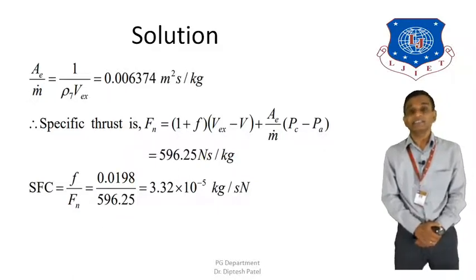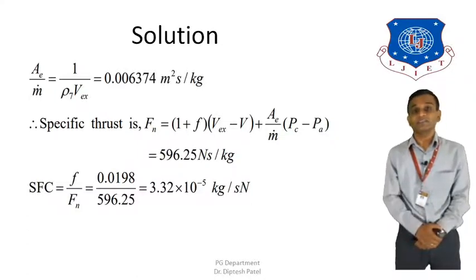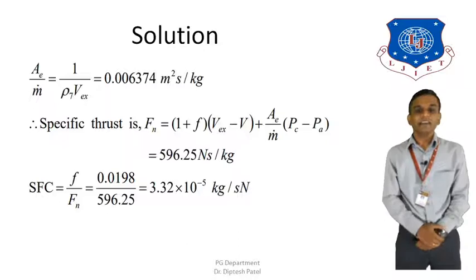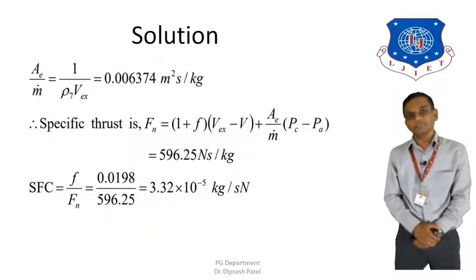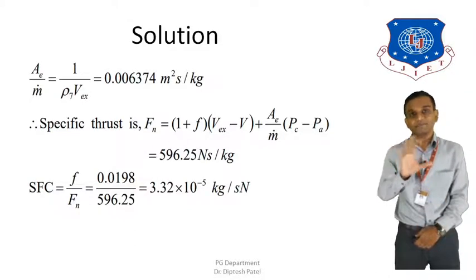And the last thing that we need to find out is the specific fuel consumption. So specific fuel consumption is equal to the fuel consumption divided by specific thrust. So F divided by capital Fn, and therefore 0.0198 divided by 596.25, and once you do the calculation you should get the specific fuel consumption, that is equal to 3.32 into 10 raised to minus 5 kilogram per second Newton. So that is the specific fuel consumption per unit thrust time.